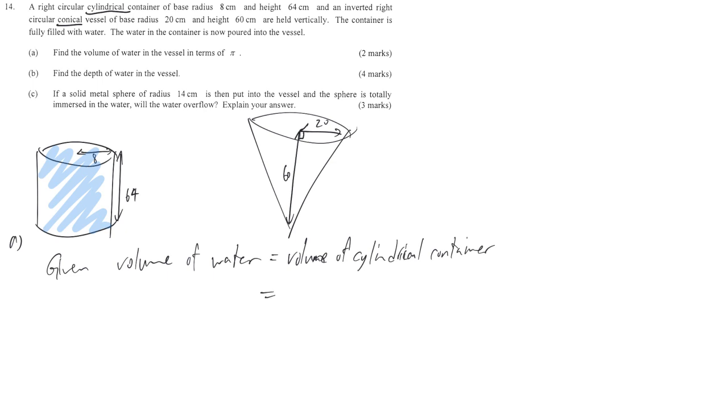So we simply apply the volume, pi r squared times the height, where r is 8 squared and the height is 64. So this is 4096 pi cm cube. That's the answer of part A. It's totally not related to the cone here. It's just talking about the cylinder. So read the question very carefully and make sure you know what is being asked.